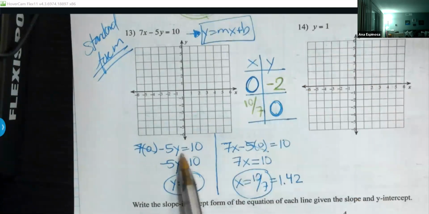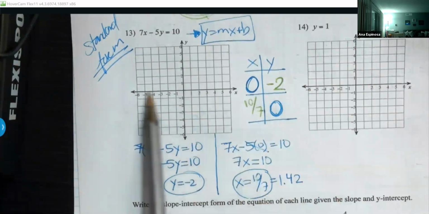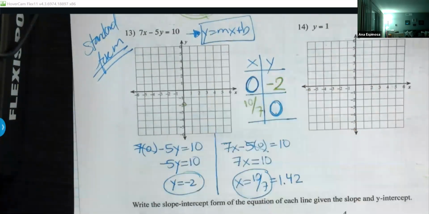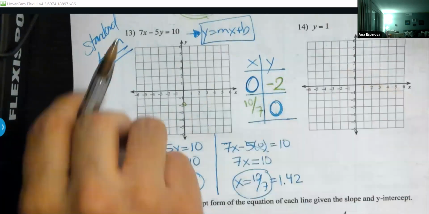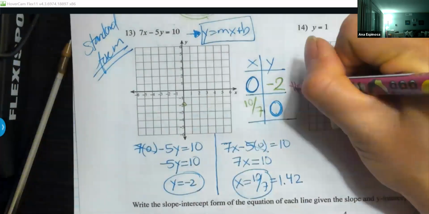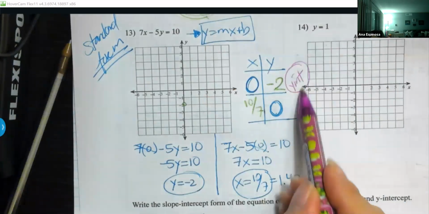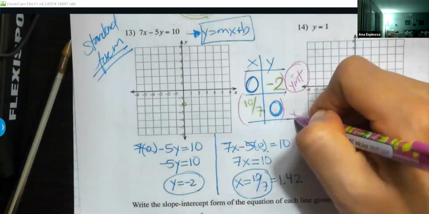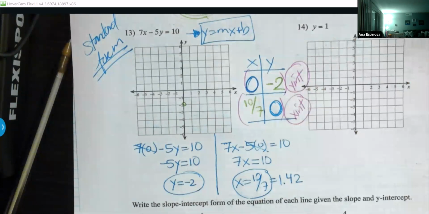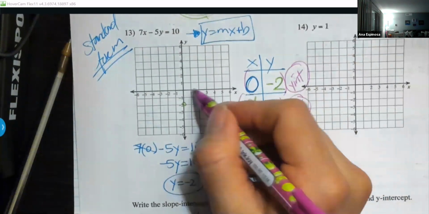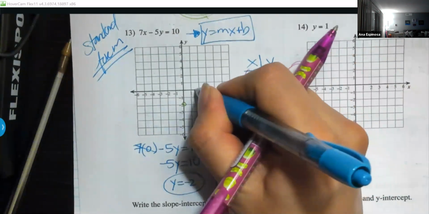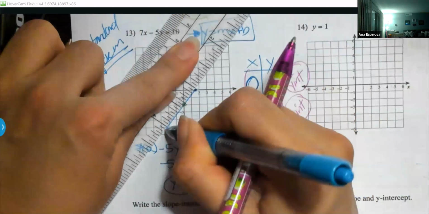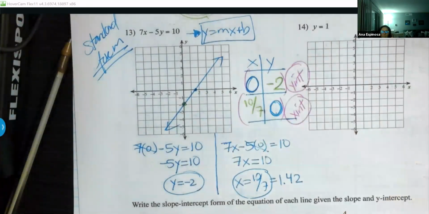So when I plot these, one dot is going to be on the y-axis, one dot is going to be on the x-axis. This 0, -2 is your y-intercept. Y-intercepts are when you let x be 0. And your second point, if I put them in point format, would be your x-intercept. So 1.4 comma 0 is about here. And all you do is plot the dots. If you want more dots, then good for you. You want to test it out.